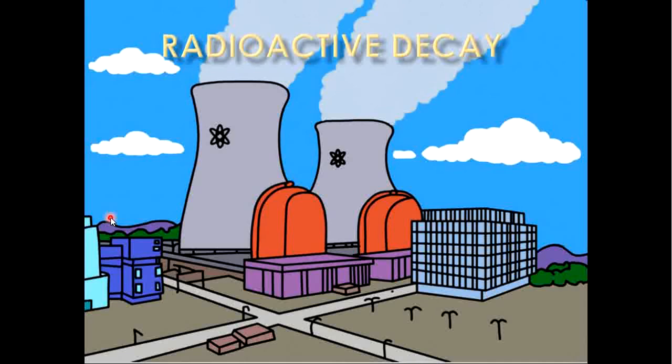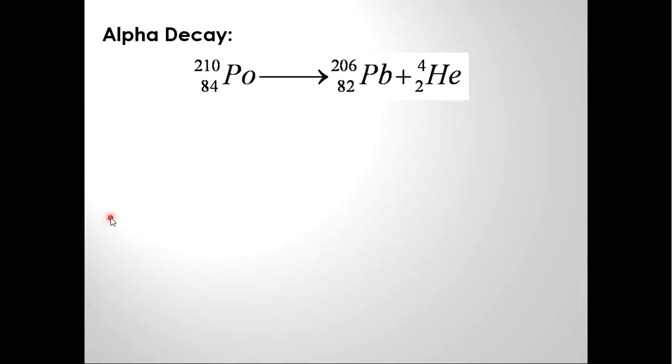Now we're going to take a look at some of the nuclear equations and nuclear reactions, and again go through how we can identify these nuclear equations as alpha, beta, and gamma decay. So let's go through alpha decay.